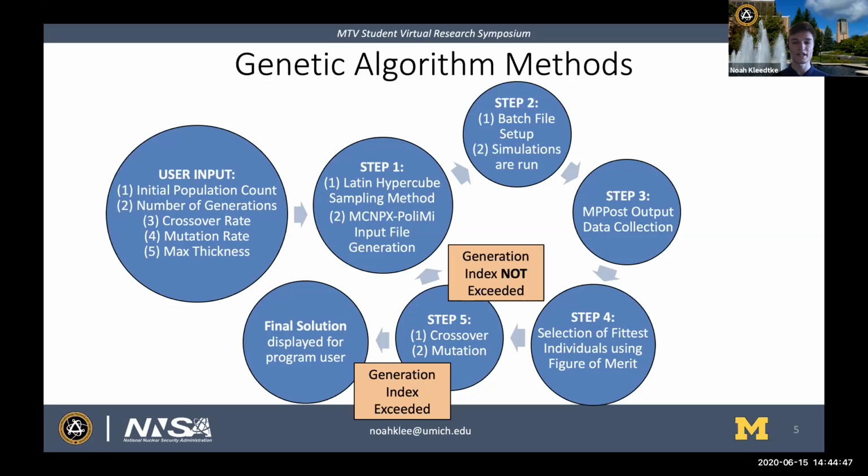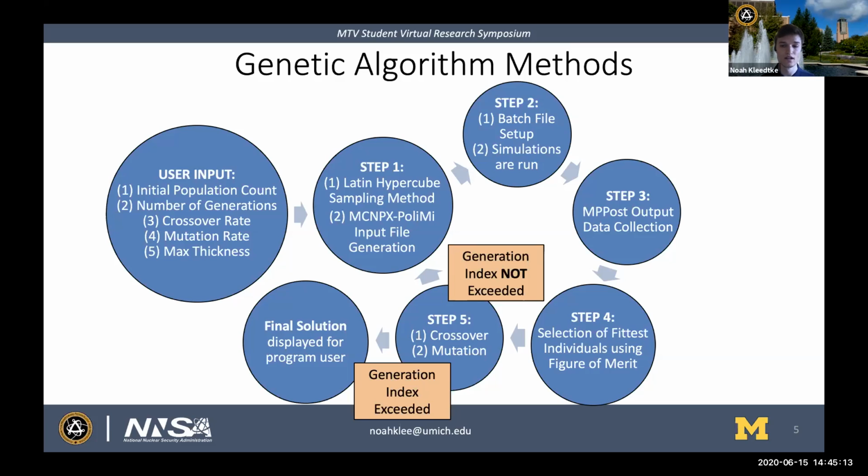And based on those random samples, the genetic algorithm would actually write MCNP6 input files for simulation. The next step would be to construct a batch file to run each simulation sequentially. And then when all of those simulations are done running, we collect the output data from MP-Post, which is a post-processing script.